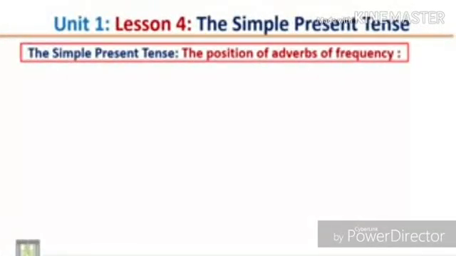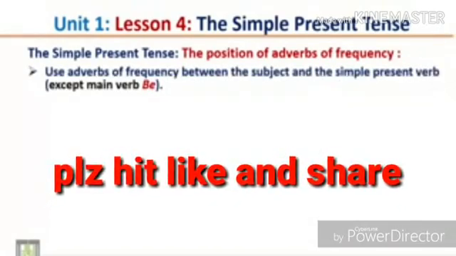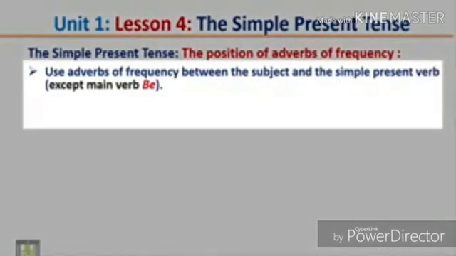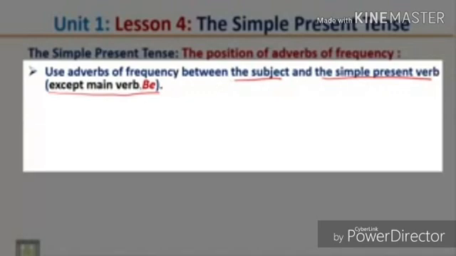The simple present tense, the position of adverbs of frequency. Use adverbs of frequency between the subject and the simple present verb, except the main verb be. So we do not use the adverb between the subject and verb in the case of verb be.